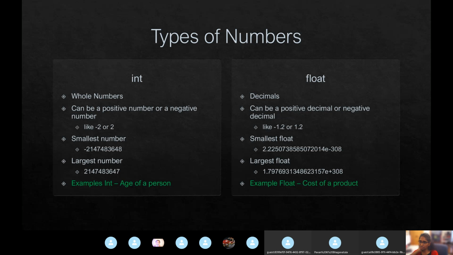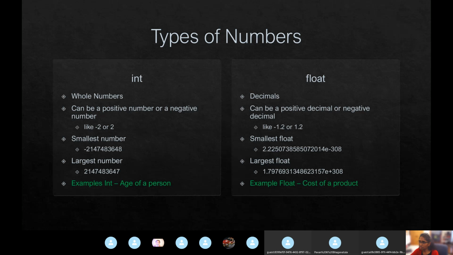So if you are saying int x is equal to, and you write -2147483649, then that will be wrong. You cannot have that number. It's going to error. The same way, the largest number that you can have is 2147483647. That's the largest number that you can have. So anything between this you can assign. Those are all integers. One example of an integer could be the age of a person.